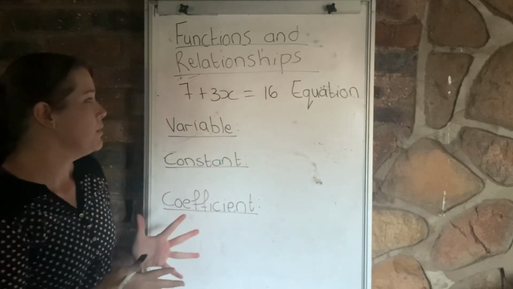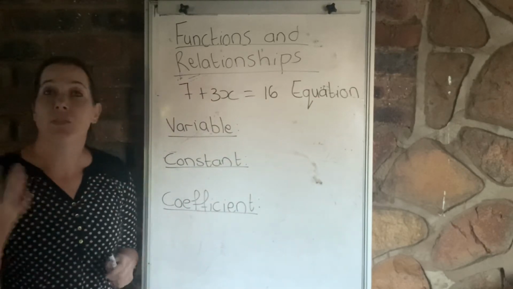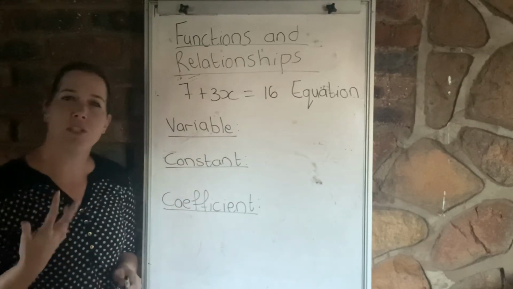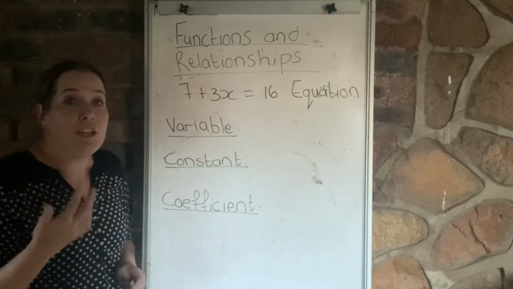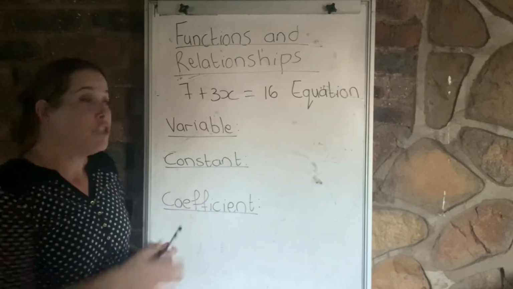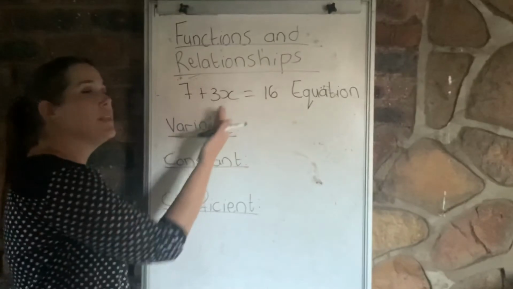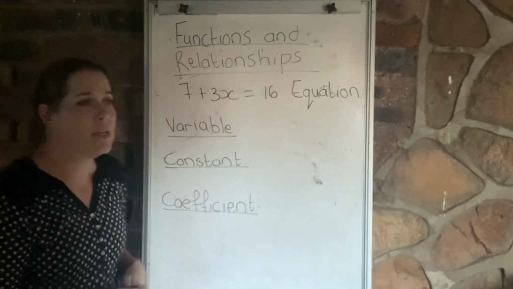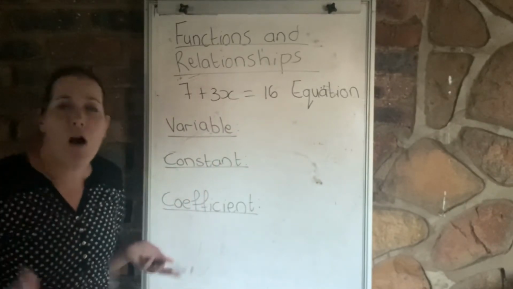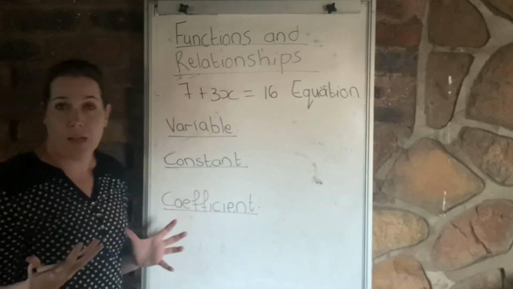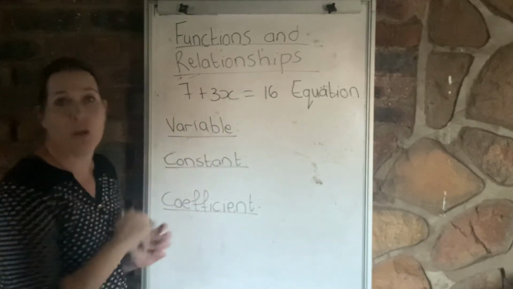Now, when we use algebra, the obvious one that we always will use is a variable. Now, as the name suggests, it means the value can change. So in this case, the variable is the x, because sometimes the x will be worth 5, sometimes the x will be worth a half. You don't know. That's what you generally have to work out, what the value of the variable is.